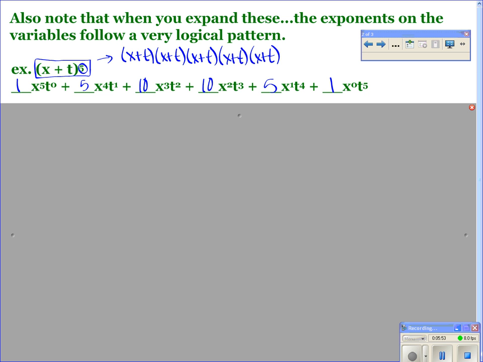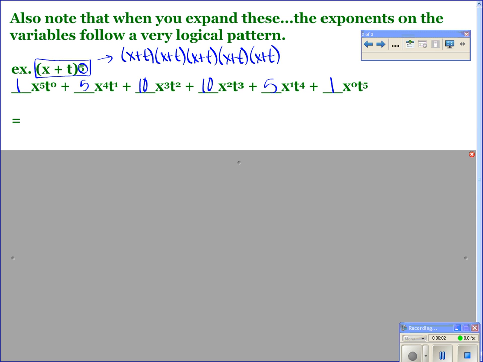And you're done. Do you have to write all that x stuff? Yes, because that's part of the answer. But let's simplify it a little bit so that it looks a little bit cleaner. What is anything to the 0 power? 1. So really this is just x to the 5th, because we don't need to write a 1 in front of it. This one would be 5x to the 4th t, 10x to the 3rd t to the 2nd, so that would be your answer.